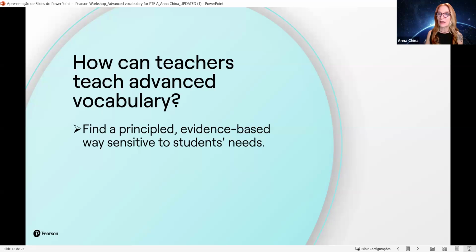Gerlin, yes, encouraging and promoting reading, that the students read more, definitely. But I'm going a step further here. I'm talking about really having a principle, a theory to support your teaching.